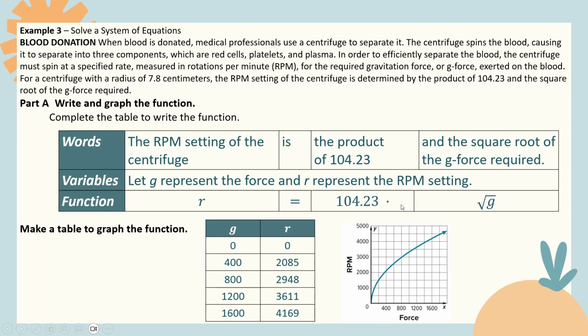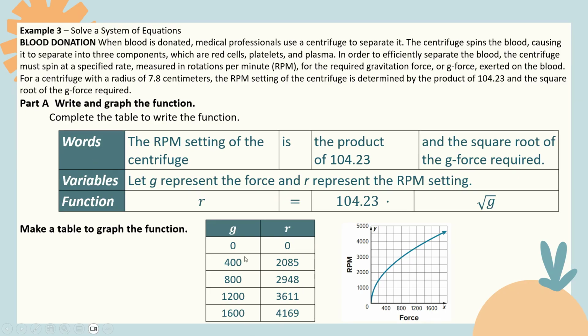Example 3. When blood is donated, medical professionals use a centrifuge to separate it. The centrifuge spins the blood, causing it to separate into 3 components, which are red blood cells, platelets, and plasma. In order to efficiently separate the blood, the centrifuge must spin at a specified rate, measured in rotations per minute. For a centrifuge with a radius of 7.8 centimeters, the RPM setting is determined by the product of 104.23 and the square root of the g-force required.